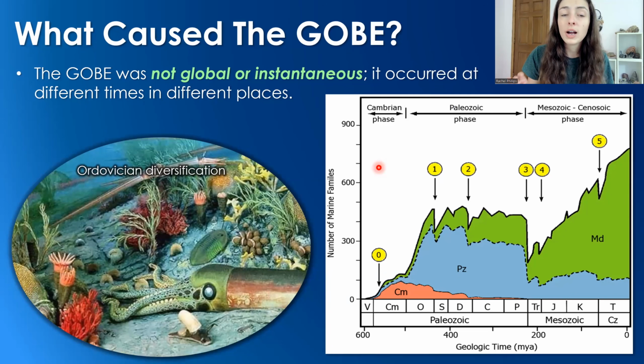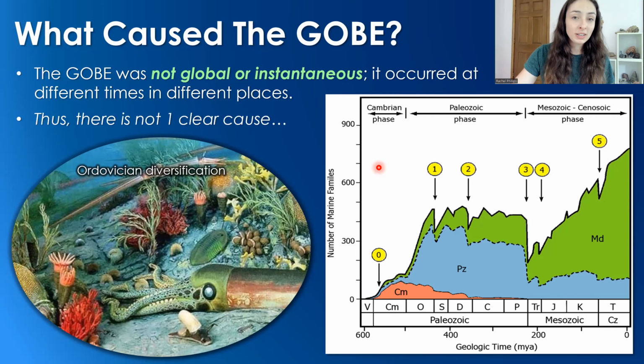The major developments in the Paleozoic fauna include complex food webs, exploitation of new ecological niches, and more intricate ecological interactions. However, I want to emphasize that the GOBE was not global or instantaneous. It occurred at different times in different places. So eventually it was global, but it didn't occur globally all at once. So because of this, it's clear that there wasn't one cause. There were many things that eventually led to this very huge uptick in diversification throughout the Ordovician period, which, keep in mind, spans like 40 million years, so was not instantaneous.